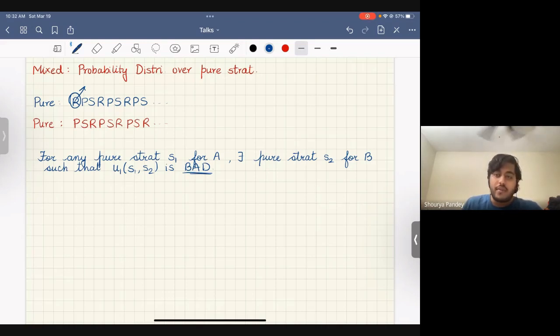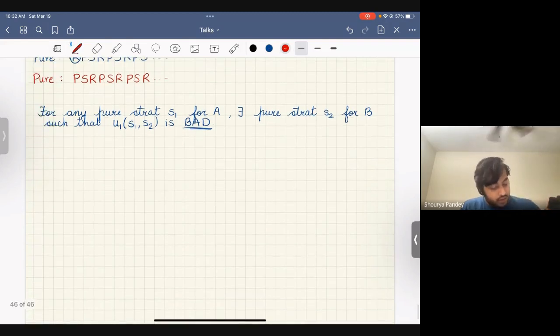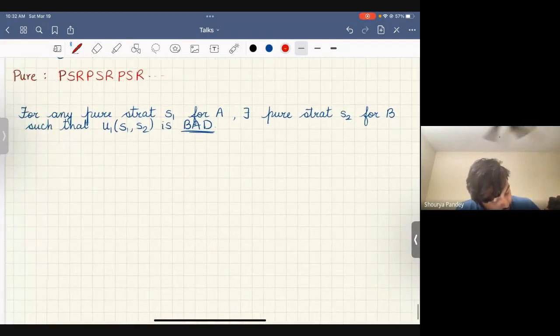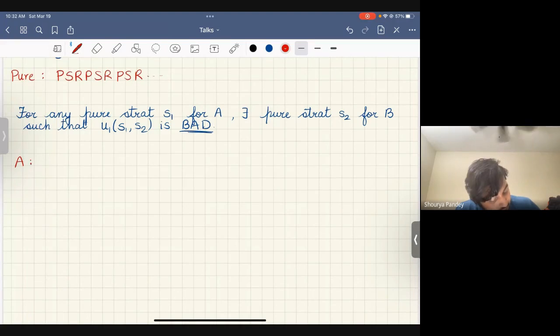But that doesn't make sense with a mixed strategy, because in a mixed strategy there is a probability involved. So look at the following mixed strategy. Player A plays rock with probability 1/3, paper with 1/3, and scissors with 1/3. Now, no matter what player B does, the expected utility of player A will always be 0. Do you see why?